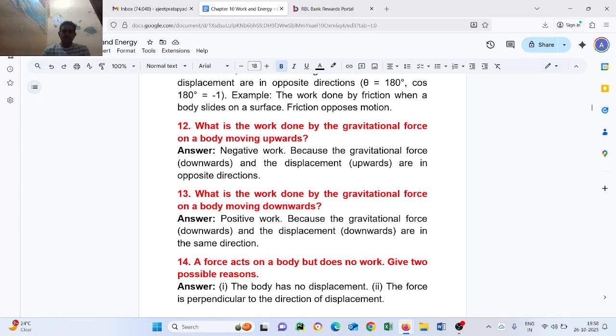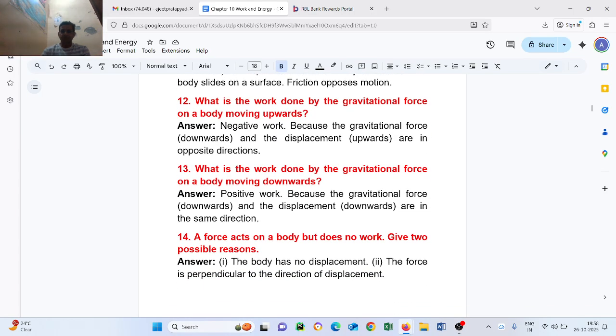Question number 14. A force acts on a body but does no work. Give two possible reasons. Answer, the body has no displacement, or the force is perpendicular to the direction of displacement.